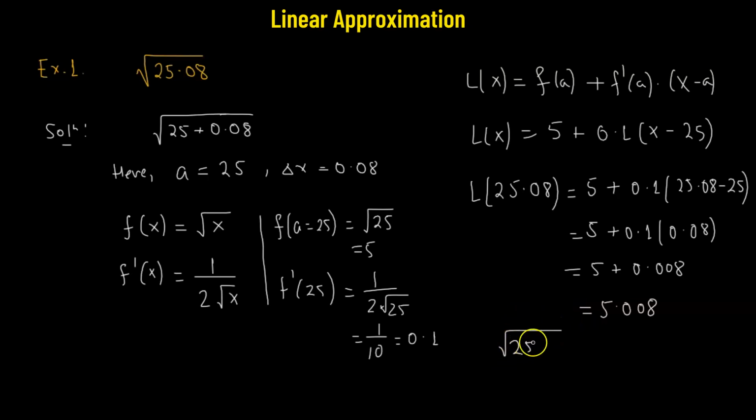So the square root of 25.08 is approximately equal to 5.008. You can also use a calculator to verify whether this value is correct or not. You will see that when we take the square root of 25.08, we get a value that is approximately 5.00799361. So we can see we have obtained a pretty good approximation up to the thousandth place. So this is how we can use our linear approximation.